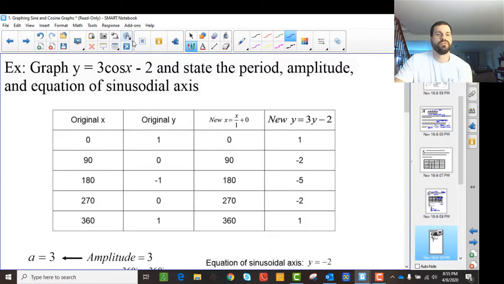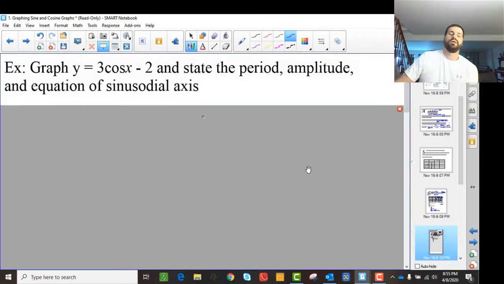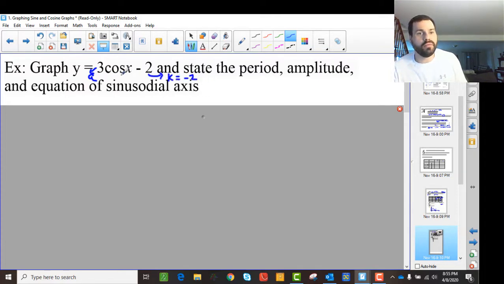Okay, so we'll do one more example. This one with cosine. So graph y equals 3 cosine x minus 2. So the first thing I want you to always do is identify that that 3 is a, and this minus 2 is k. K is minus 2. And b, because b is not there, is 1, and h, because there's nothing added or subtracted, is also 0.